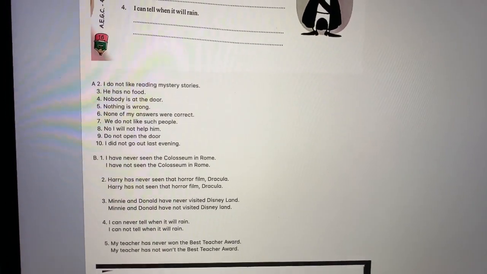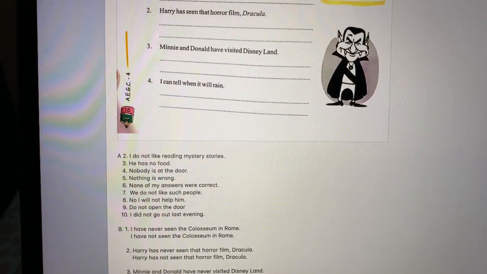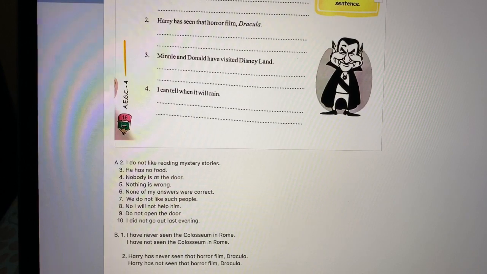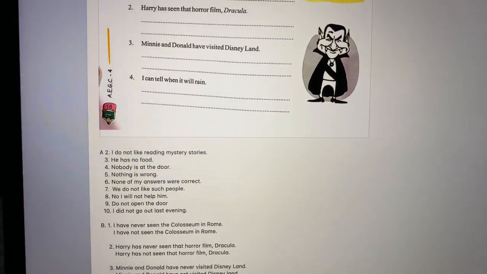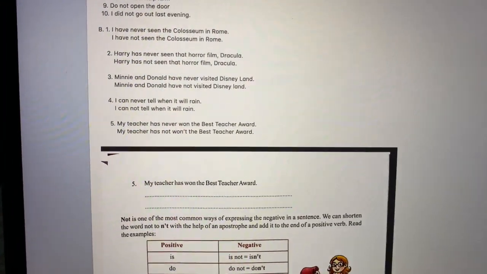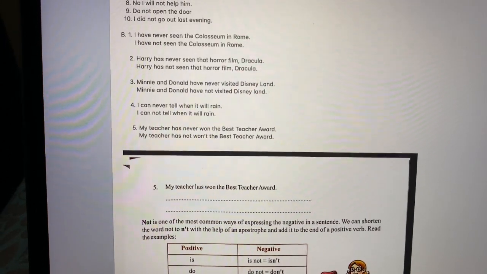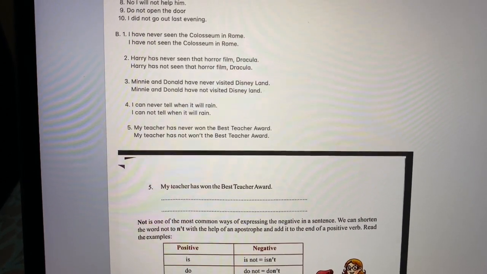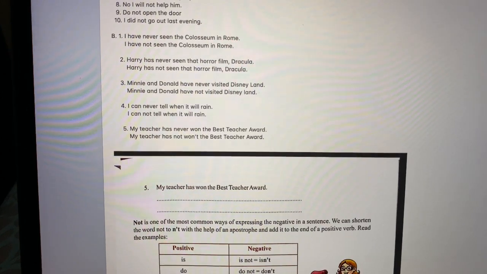Okay. The fourth one, I can tell when it will rain, right? In order to change this to negative, we have I can never tell when it will rain. I cannot tell when it will rain.